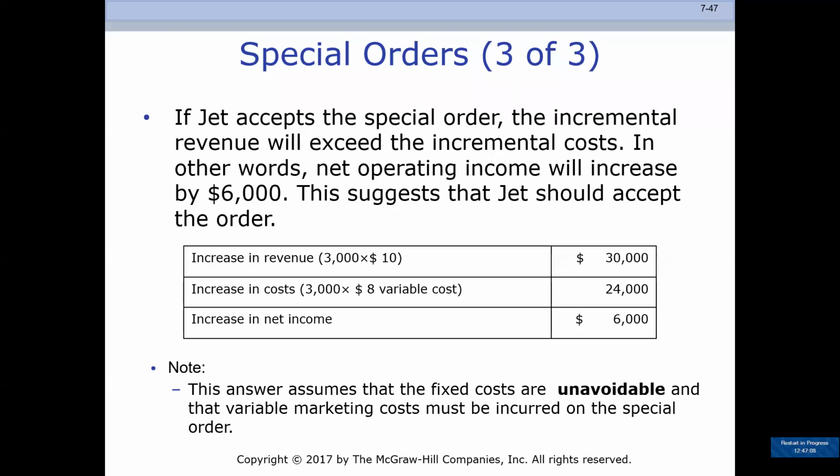So they can increase the net income by $2 a unit. Variable costs are 8, they're getting 10. So they're making $2 a unit. $2 times 3,000 units, $6,000. That would be the incremental approach, where you don't have to look at all the numbers. Again, assuming fixed costs are unavoidable and that variable marketing costs must be incurred. No marketing costs. Yeah, if there's some kind of a commission, that would be a variable cost too. That could be included in the contribution margin if they had a commission.